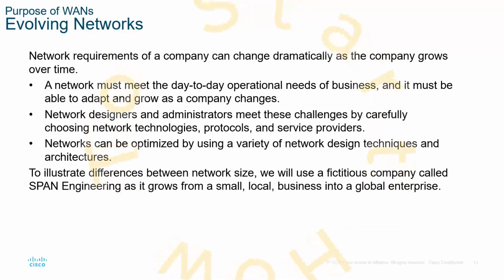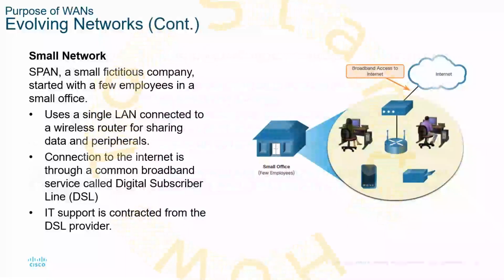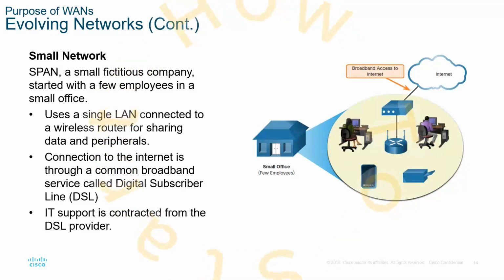To illustrate the differences between the network sizes, we can also use a fictitious company. They're going to call it Span Engineering, and it grows from a small local business into a global enterprise. And we're going to see that throughout the next several slides. So here, originally, it will be a small office with very few employees. It has a modem with a broadband connectivity to the network. It's a small LAN using DSL.